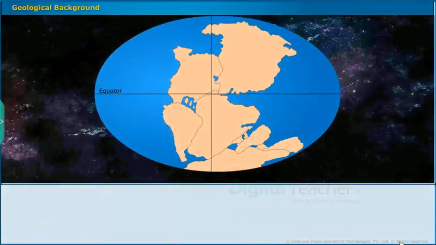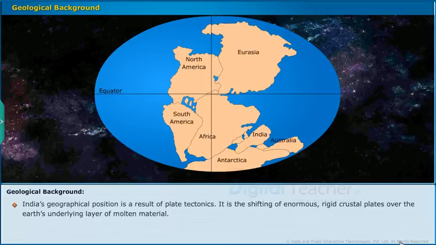Now let us study about the geological background of India. India's geographical position is a result of plate tectonics. It is the shifting of enormous rigid crustal plates over the Earth's underlying layer of molten material.